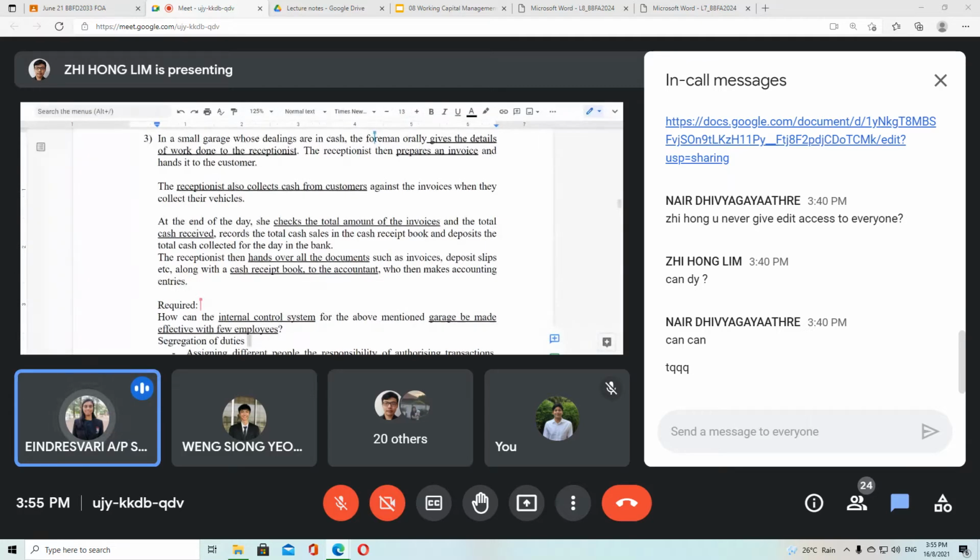She will check the total amount in the invoice and match it with the total cash received. She will record the cash into the cash receipt book. She will also deposit the cash into the bank. So how many tasks is she doing?